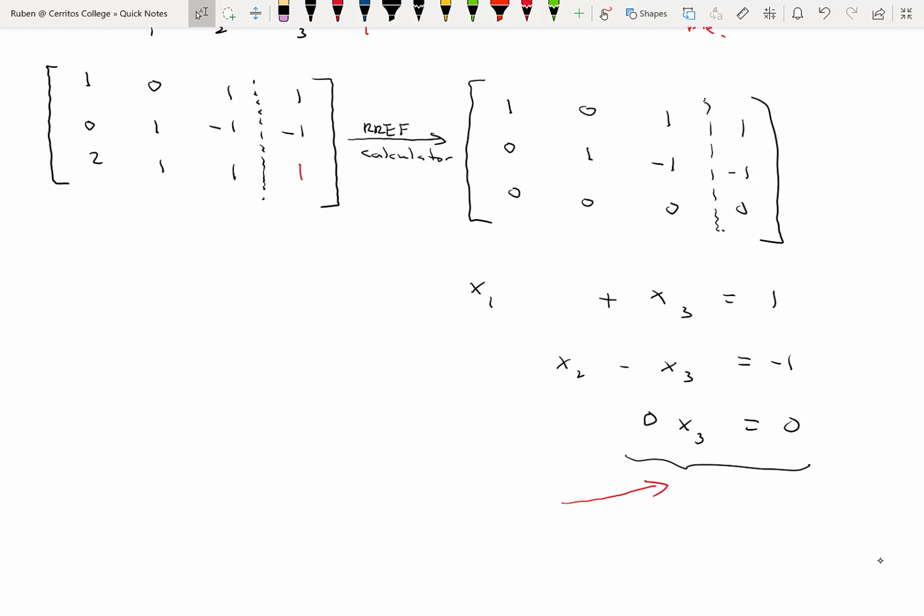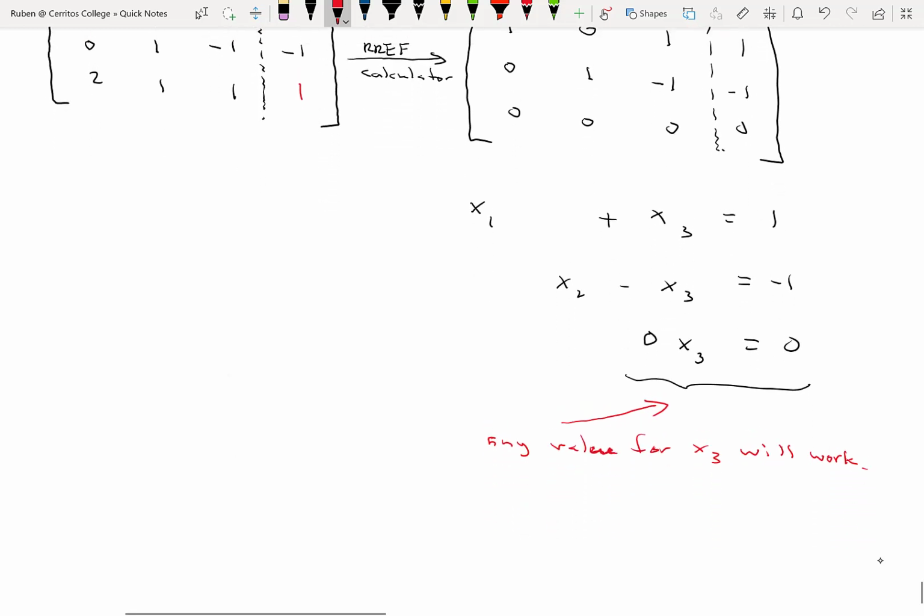Any value for x3 will work. Not only does this system have a solution, it has an infinite number of solutions. Okay, this system has an infinite number of solutions.